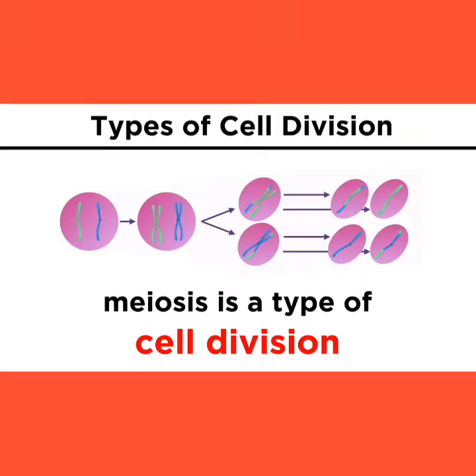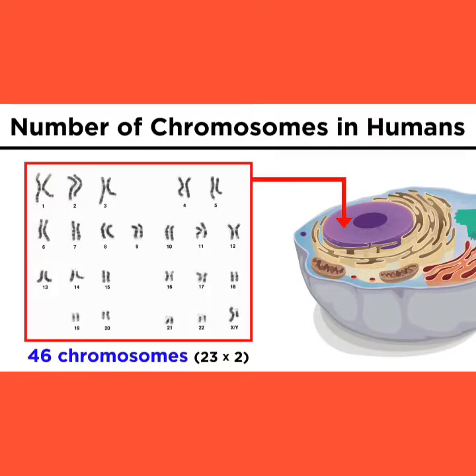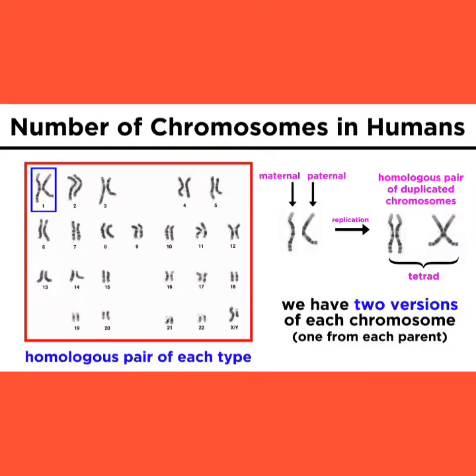First, let's understand that meiosis is another type of cell division, but it doesn't produce two identical cells like mitosis does. Human cells have 46 chromosomes, which are 2 of each of 23 types, shown here in this karyotype, which is a display of all the chromosomes in an organism. Each pair of chromosomes of a particular type are called homologous, meaning they carry genes controlling the same characteristics. More on this later.